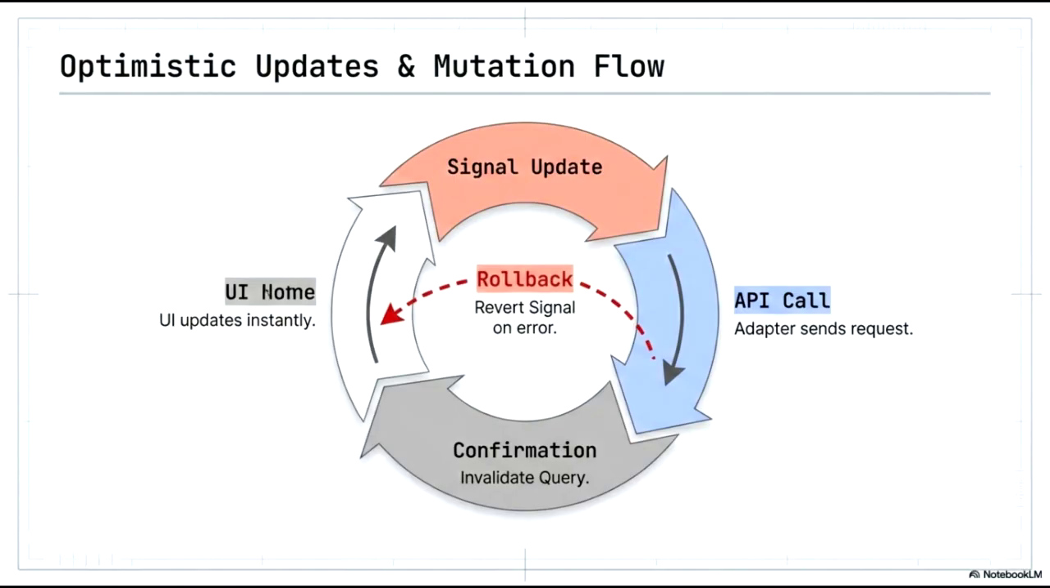While the user interacts with this updated UI, an asynchronous API call is initiated, where the adapter sends the request to the backend. If the request is successful, we enter the confirmation phase and invalidate the relevant query to ensure our local cache is perfectly synchronized with the server's data. However, if the request fails, the rollback mechanism is engaged. This reverts the initial signal update to restore the interface to its previous state, maintaining data integrity and keeping the user informed of the failure.